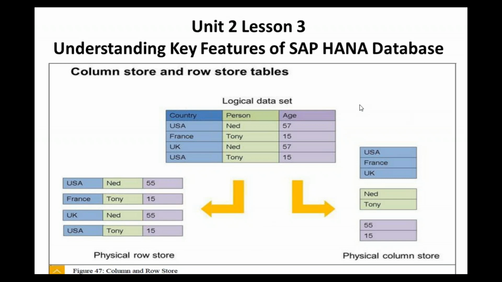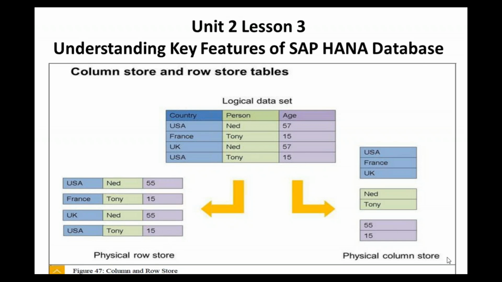If a country is repeated 100 times, then 100 times it will be stored in the row storage. But in the column storage, let's take USA, which is repeated twice, it is stored only once in the columnar table, and that will be mapped back to the data. If it maps back to the data, then they both will be in sync. The linking of the data will be taken care of by the system.